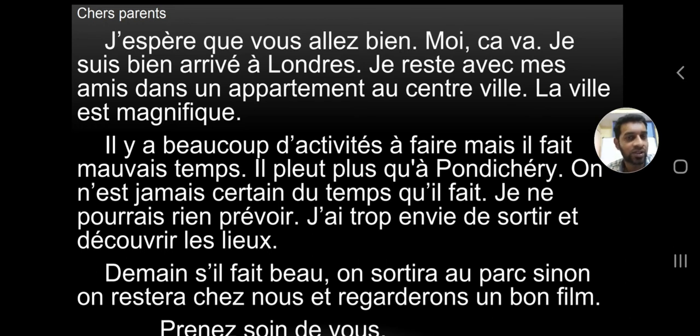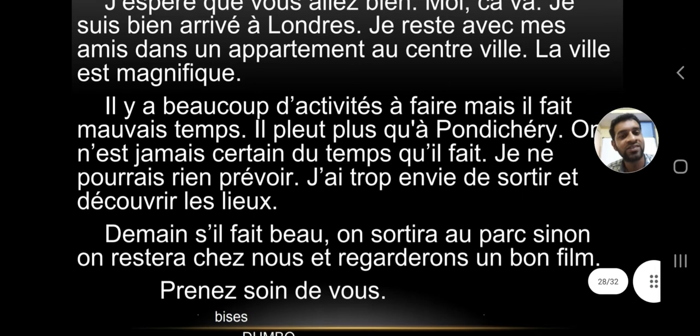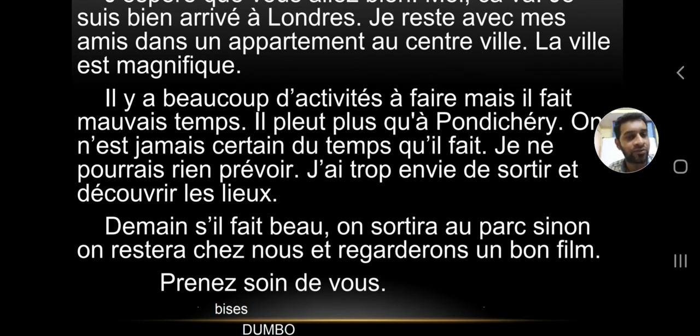So we are using if condition present, then future. Okay, so s'il fait beau, it's present tense. On sortira, the verb sortir, it's conjugated in future simple. Then the verb rester, again, it's conjugated in future simple. Then regarder, the verb, it's conjugated in future simple. Prenez soin de vous, take care of you. And then bises, kisses.